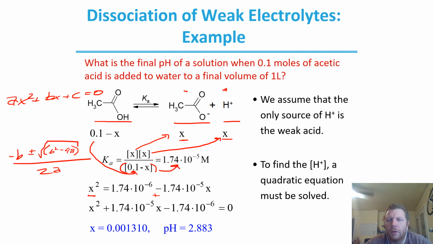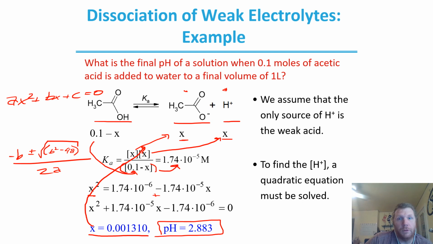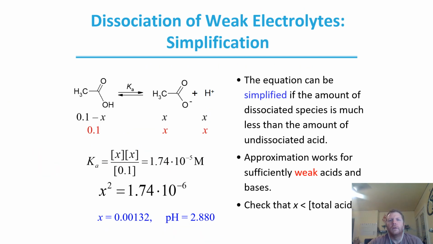So you can plug all that info in there, and whenever you do that, you solve for our x value, which is going to be this 0.001310. Plug that in, because that is your hydrogen ion concentration right here, and that gives you a pH of 2.883. All right, so there you go for solving a quadratic with the weak electrolyte.